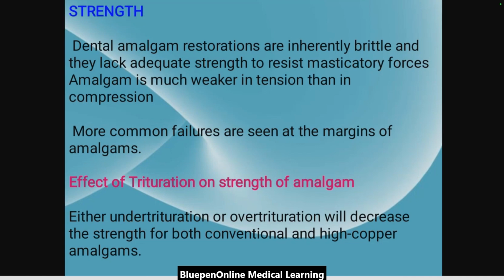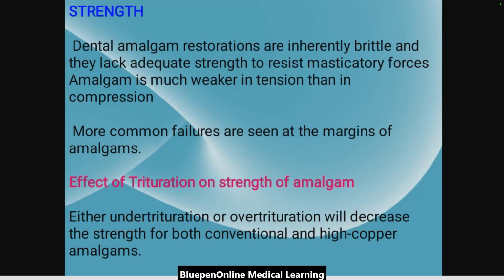So basically these are brittle restorations. Most of the common failures are seen at the margins of the amalgam, where there will be more tension forces than compressive forces. Various factors will affect the strength of any dental amalgam restoration. So let's see all the factors one by one.